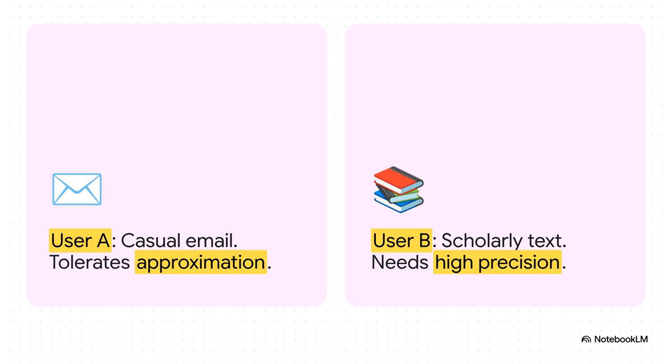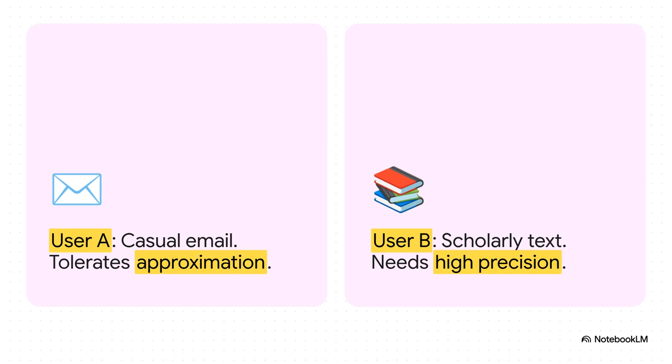Right now, precision is basically treated like a fixed hardware setting. But what if it were a fluid resource allocated dynamically based on the stakes of the specific task? Imagine two different users asking an AI to improve a paragraph. User A is just writing a casual email. They have a really high tolerance for approximation. They just want it to sound a bit smoother, instantly. For user A, a fast, low-precision answer is perfect.